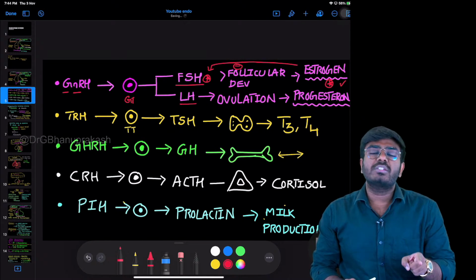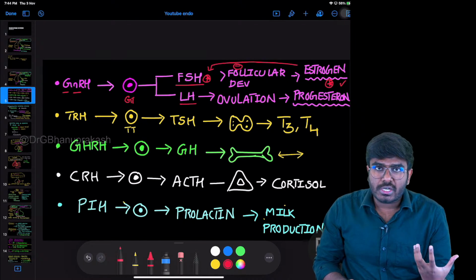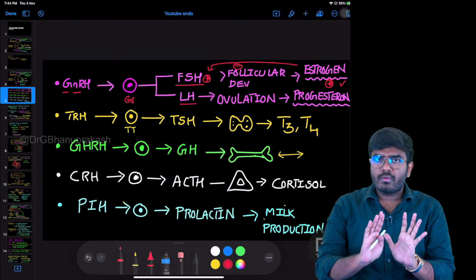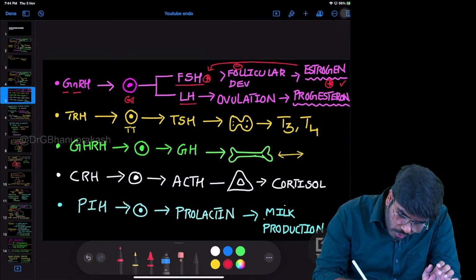This concept is very important to understand how we do ovulation induction with different drugs like clomiphene citrate. But for now, what you need to know is that FSH all the time helps in production of estrogen. Now what will LH do?